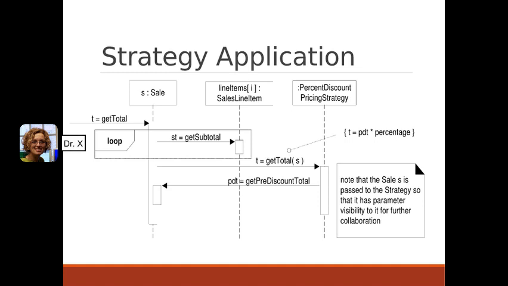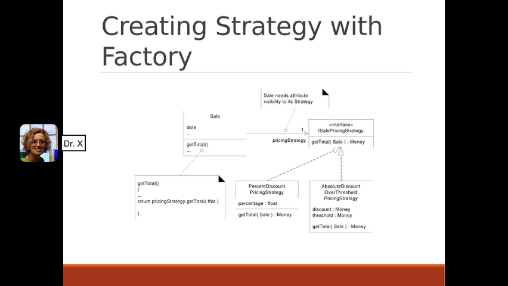And here you can see how the pluggable pricing strategy can be any type of strategy. In this case, it's percent discount. You can also see a nice application of visibility, as the sale has parameter visibility, and it's passed to the strategy so that it's visible to it. So here you can see two patterns together, the strategy and the factory. If we need a method to generate pricing strategies, we may use the factory pattern.